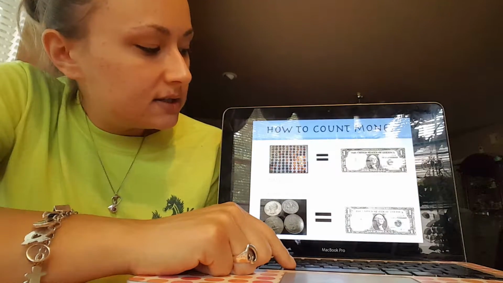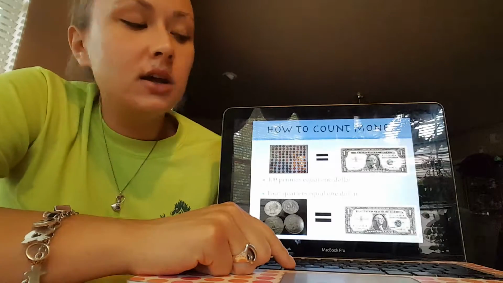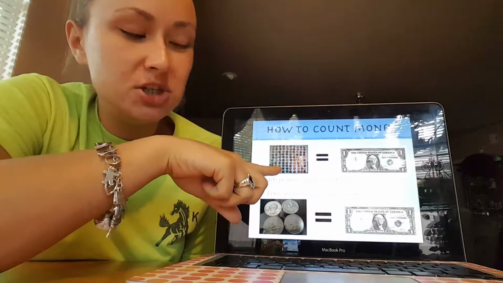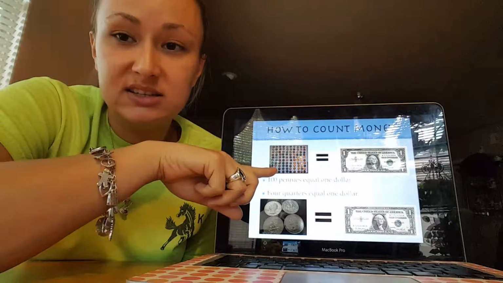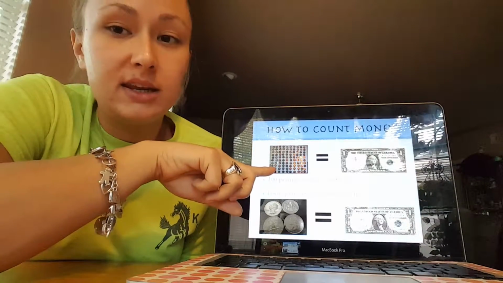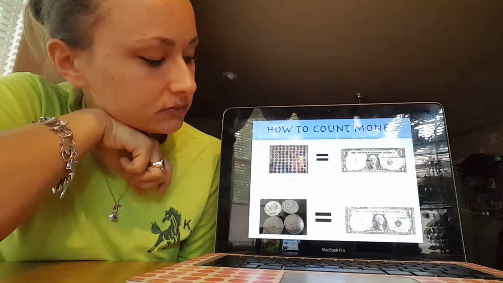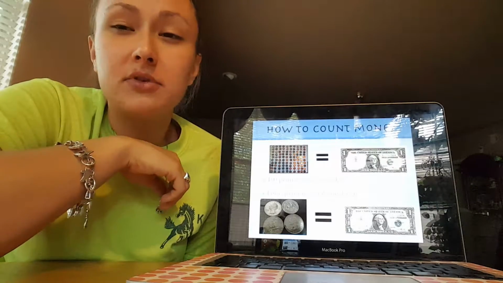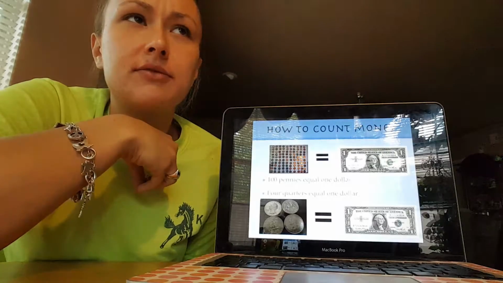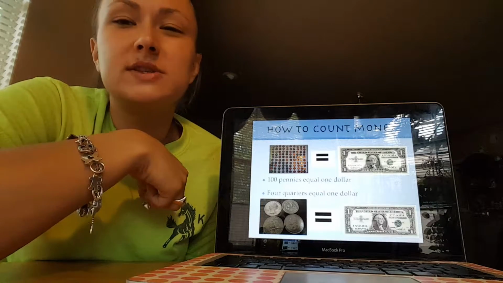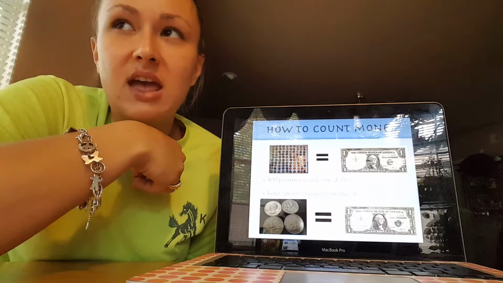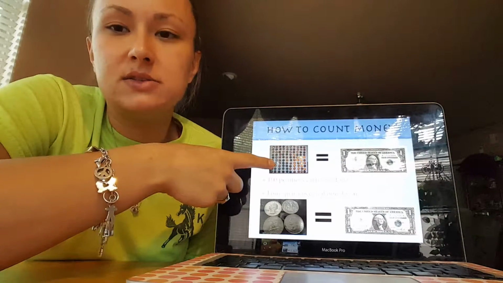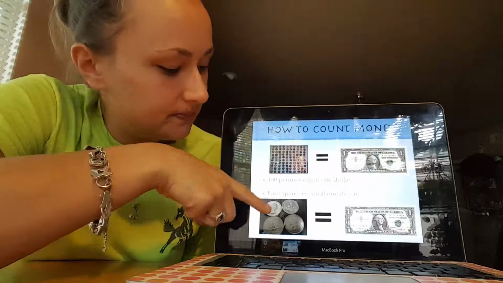So then we go into actually counting money. To get $1 out of pennies, you would need 100 pennies. That's a lot of pennies. And usually you wouldn't pay for things in pennies. You would just use them if your total at the grocery store was $5.03. You would just use 3 pennies as your 3 cents because they're worth 1 cent each.